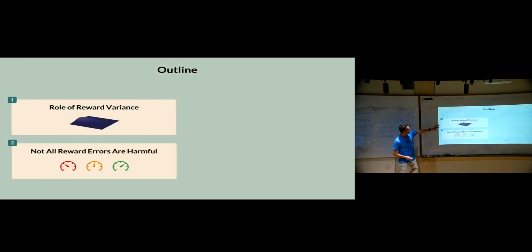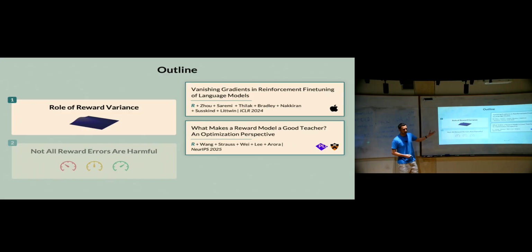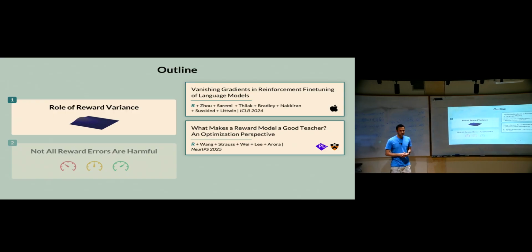In the first part, we're going to talk about the role of reward variance in policy gradient optimization, and this is based on two papers, the first done at Apple and the second at Princeton. Are there any questions about the introduction before we dive into the details?